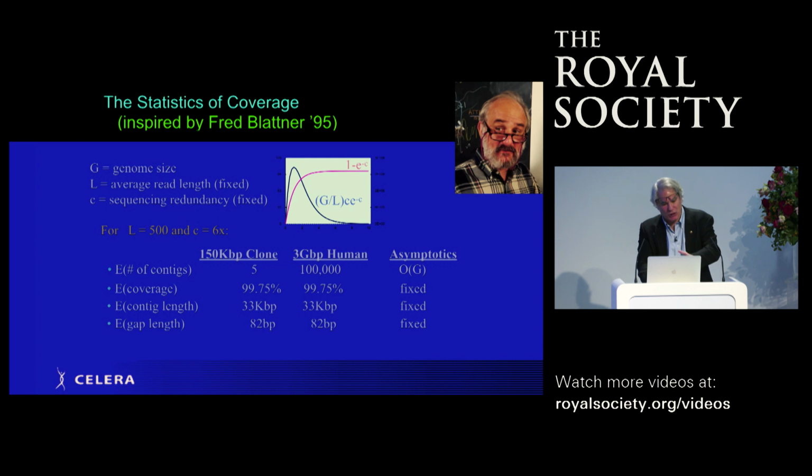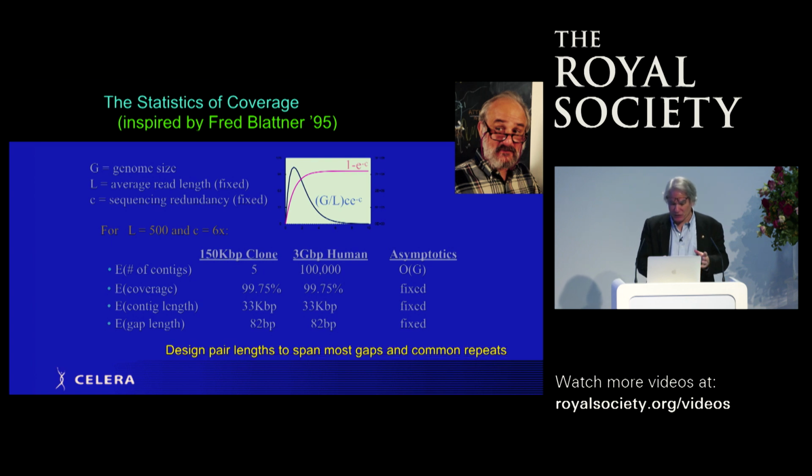So the idea, to come back to this, is that these 100,000 pieces, that looks pretty bad, right? Everybody said, well, hell, I'm going to have 100,000 pieces and I have no idea where they come from. But if I do paired-end shotgun, and I pick the pieces long enough, if I design the pair lengths to span most of the gaps and most of the common repeats in the genome, then basically I'm going to have all of those 100,000 contigs, or most of them, ordered and oriented, in other words, into a super scaffold structure.